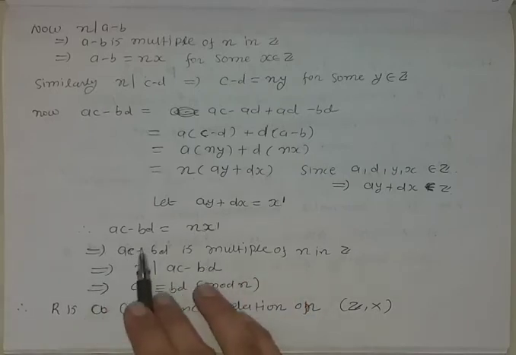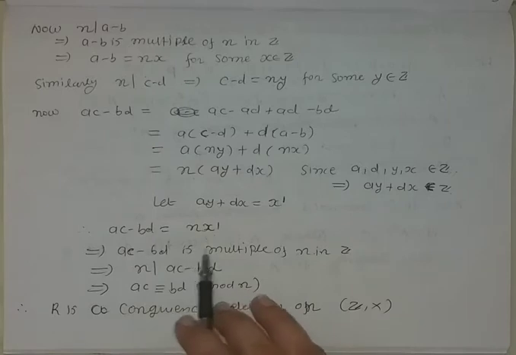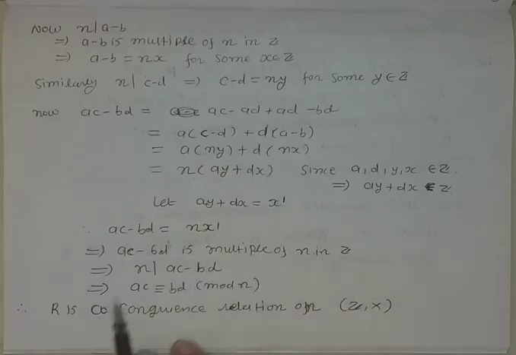This implies that ac minus bd is a multiple of n in Z, that means n divides ac minus bd. This shows that ac is congruent to bd modulo n. Okay, so second property is also satisfied. So given relation R is a congruence relation on semigroup Z with binary operation मल्टीप्लिकेशन.